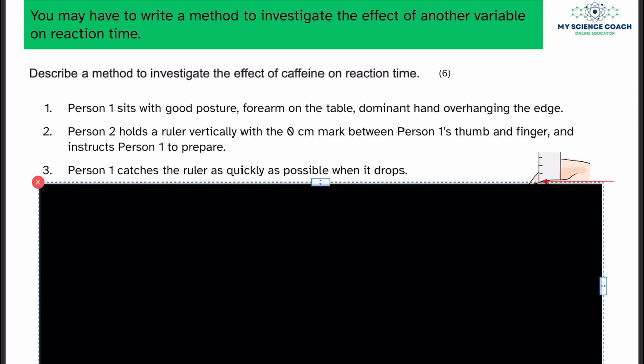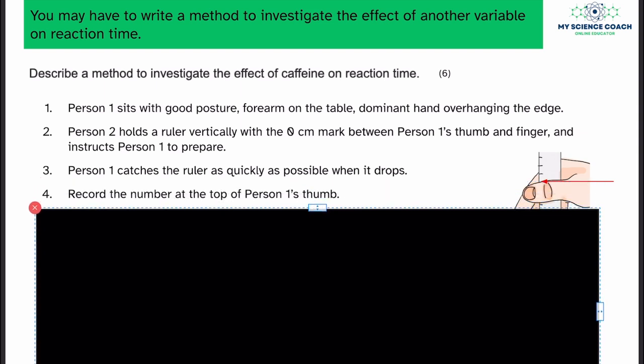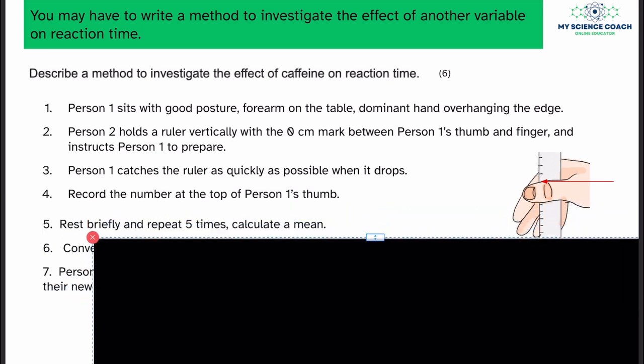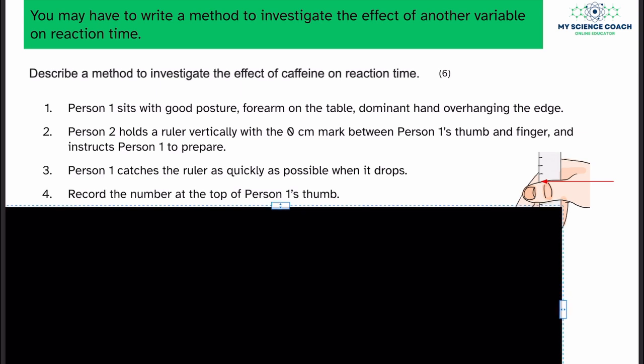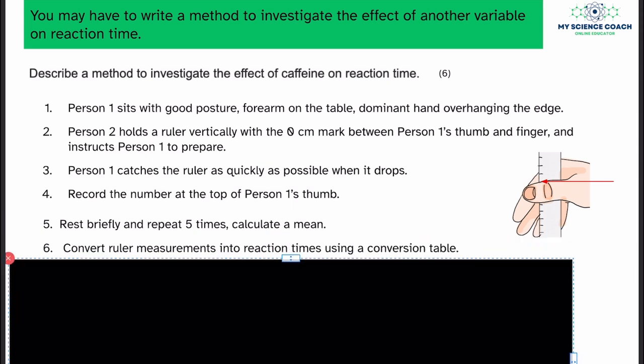Person 1 catches the ruler as quickly as possible when it drops, and we record the number at the top of person 1's thumb. And here is a picture just in case you don't know what a thumb looks like, so you can see the top of it. 5, you let them rest and you repeat it 5 times and calculate a mean. You could write 10 times, just a sensible amount. 6, convert these ruler measurements into reaction times using a conversion table. So that is the perfect method for finding out one person's reaction time.